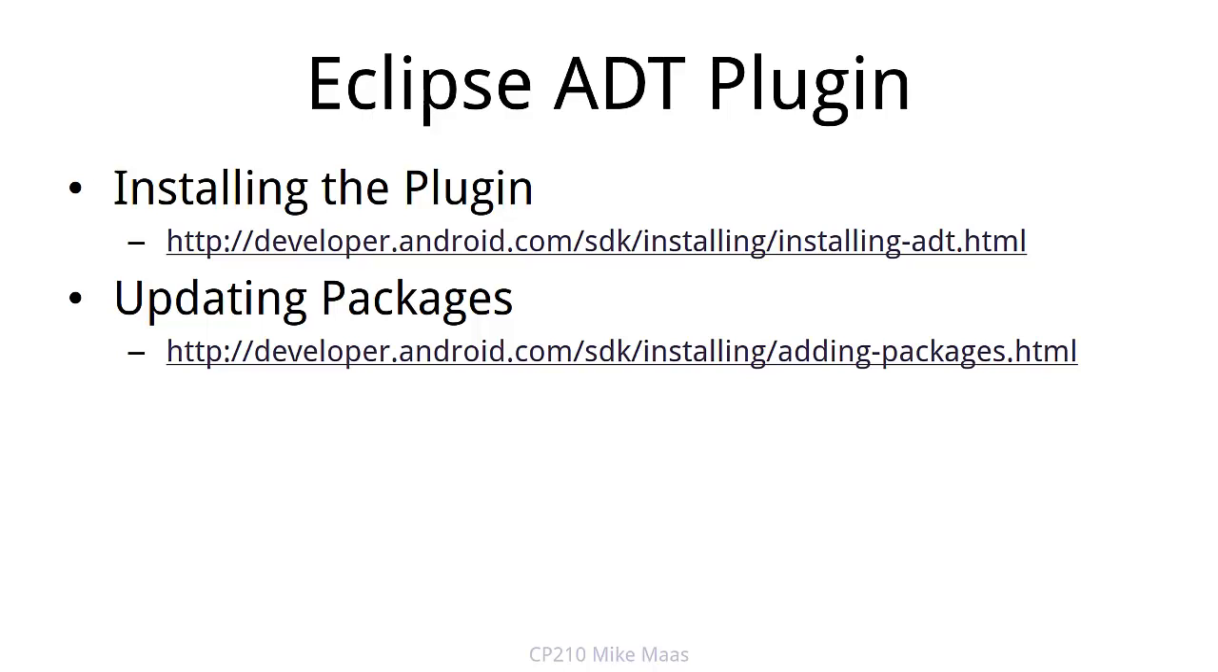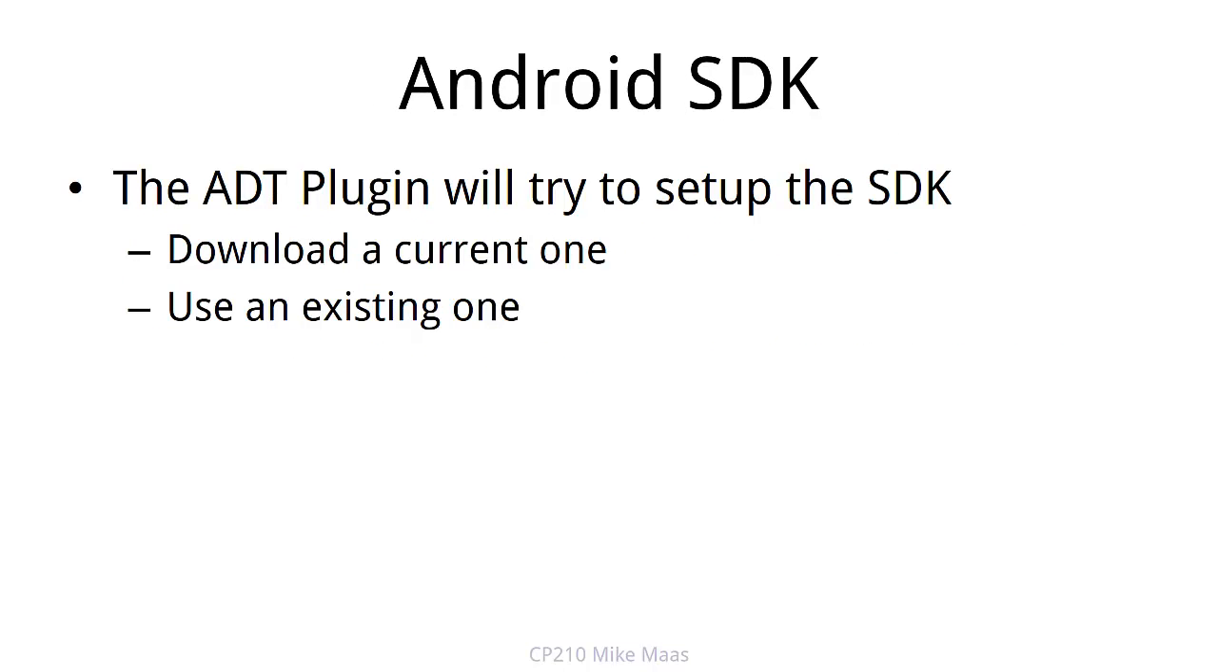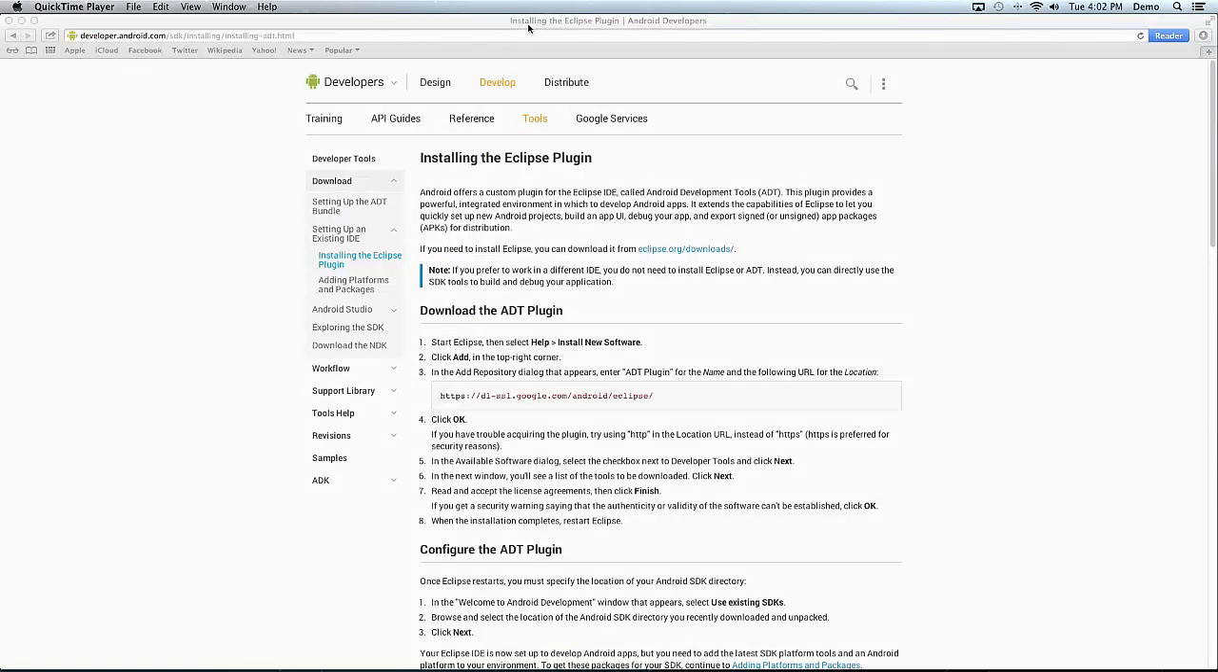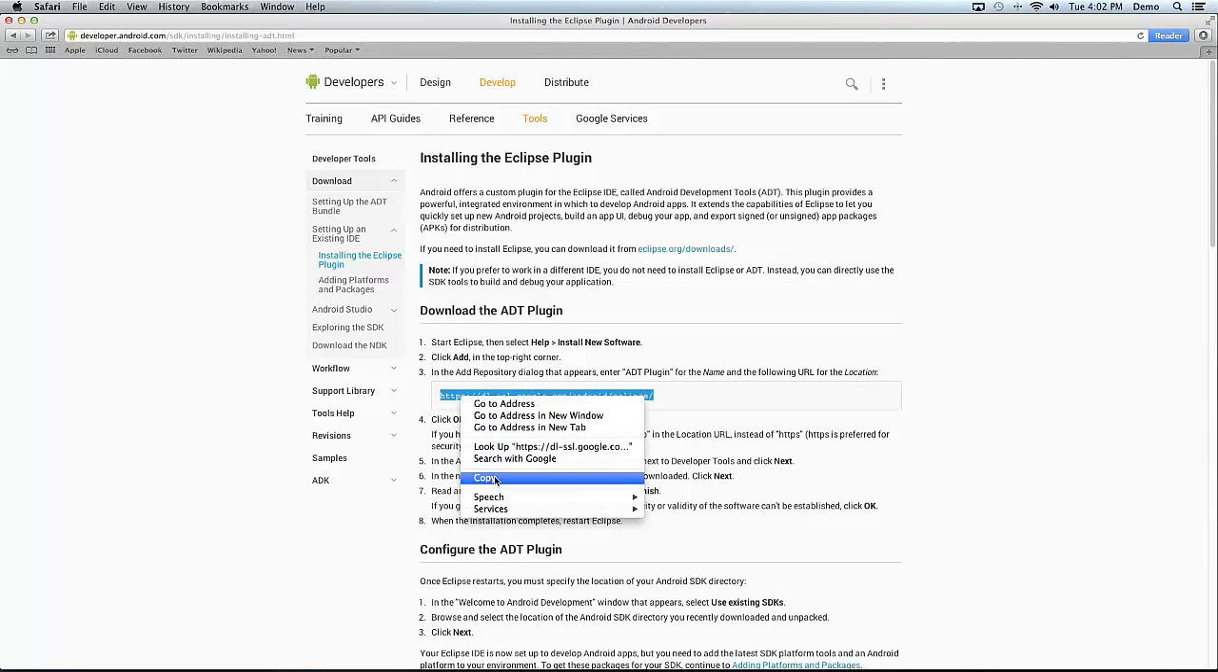Okay, so now that Eclipse is installed, the next thing we need to install is the ADT or Android Development Tools plugin. And we can get that from the developer site from the link shown here. We don't have to get the SDK because the ADT plugin will actually do it for us when the install is complete. Okay, so here's the site. What we're looking for is just the ADT plugin URL.